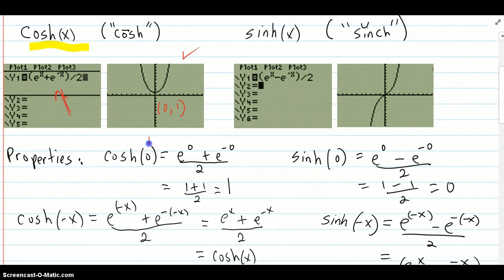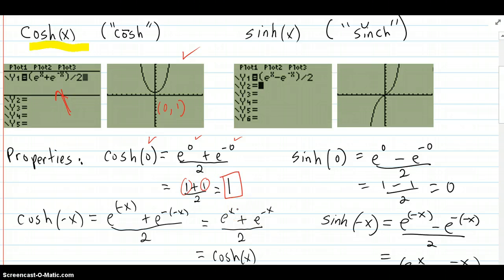The cosh at 0, plug in the 0 here and here. E to the 0 is 1. E to the negative 0 is 1. And 1 plus 1 is 2. Divided by 2 is 1. So that verifies out with the graph.